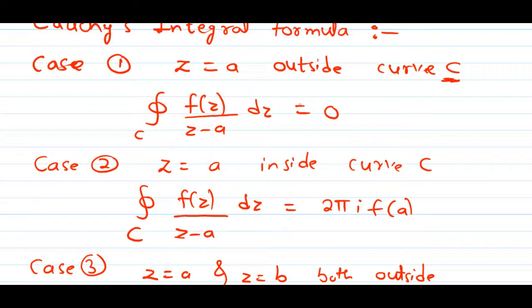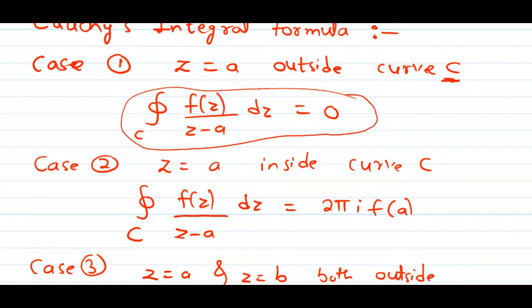Then the value of this integration is 0. Integration f of z upon z minus a dz equal to 0. So whenever the point is outside, the integration value is 0. Remember, this point is outside, integration equal to 0. Case number 2, let's say that z equal to a is inside the curve C. That point is inside the curve C.